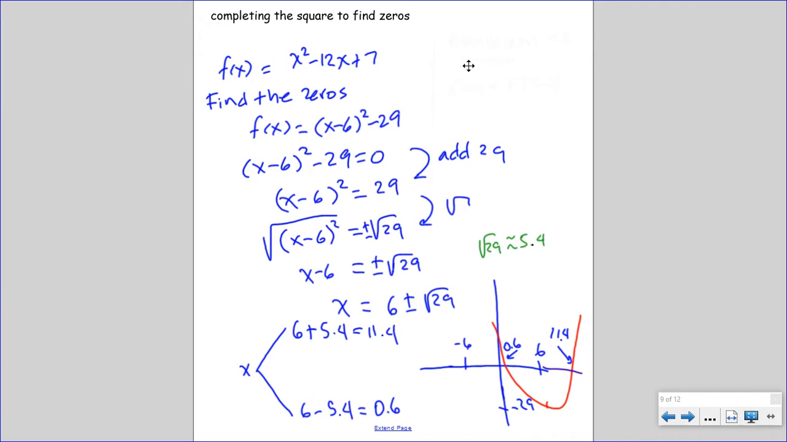Just as a last note, this is equivalent to solving this equation, x squared minus 12x plus 7 equals 0. So just keep in mind that every time we're finding zeros, we are concurrently solving quadratic equations of this form.